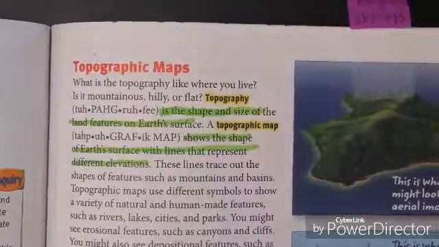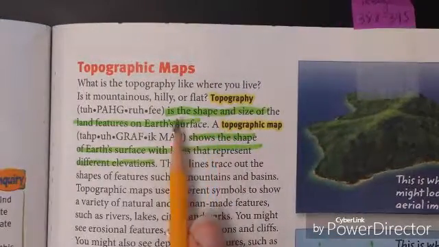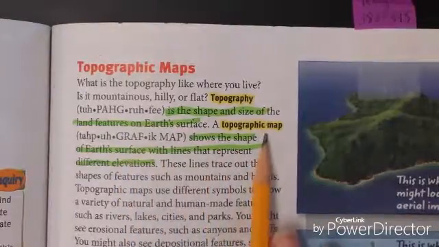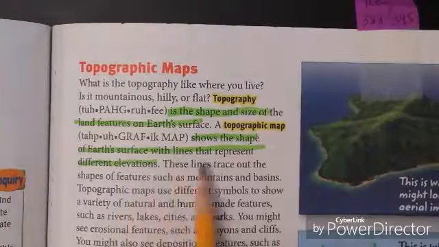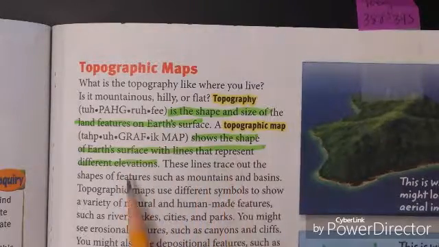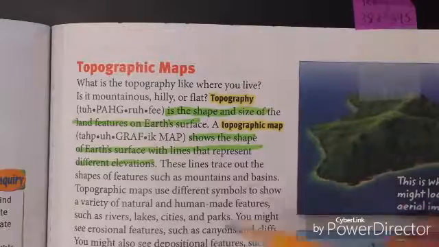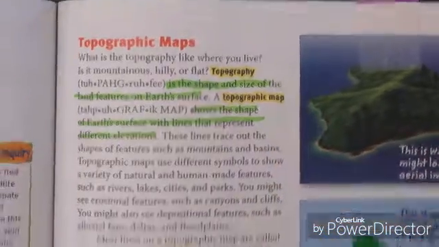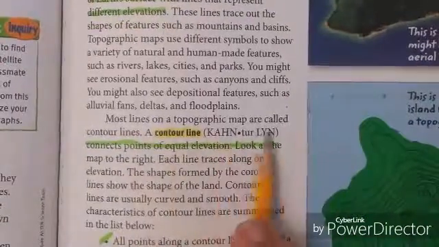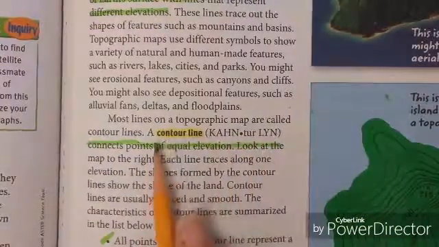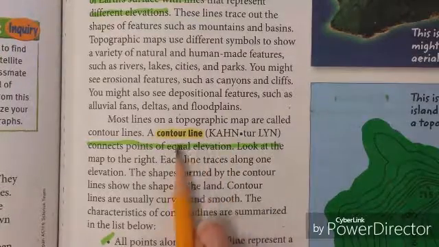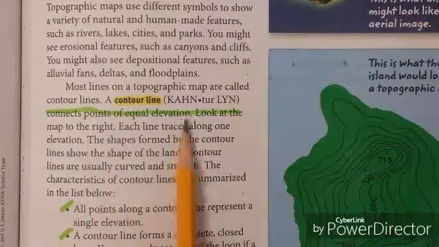So these are some of your vocabulary words for the test. Topography: the shape and the size of land features on Earth's surface. A topographic map shows the shape of Earth's surface with lines that represent different elevations. There's some details there about how these are made and how they're used. Now, most of the lines on a topographic map are called contour lines. Those are the circles that you see that you drew the other day and that you see on the map on this page. A contour line connects points of equal elevation.